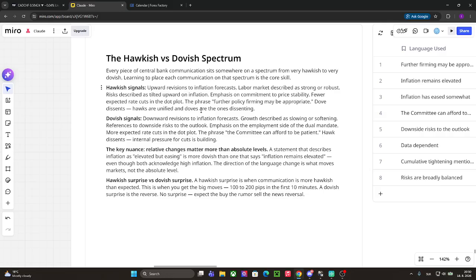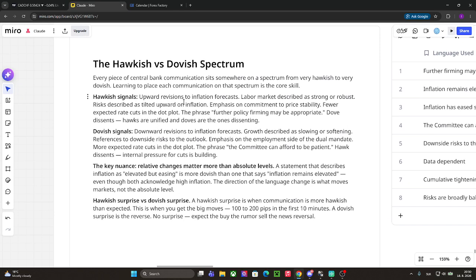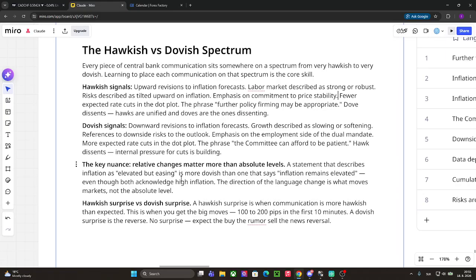The hawkish versus dovish spectrum. Every piece of central bank communication sits somewhere on a spectrum from very hawkish to very dovish. Learning to place each communication on that spectrum is the core skill. Hawkish signals: upward revisions to inflation forecasts, a labor market described as strong or robust, risks described as tilted upward on inflation, emphasis on commitment to price stability, fewer expected rate cuts in the dot plot, the phrase "further policy firming may be appropriate," and dove dissents. Hawks are unified and doves are the ones dissenting.